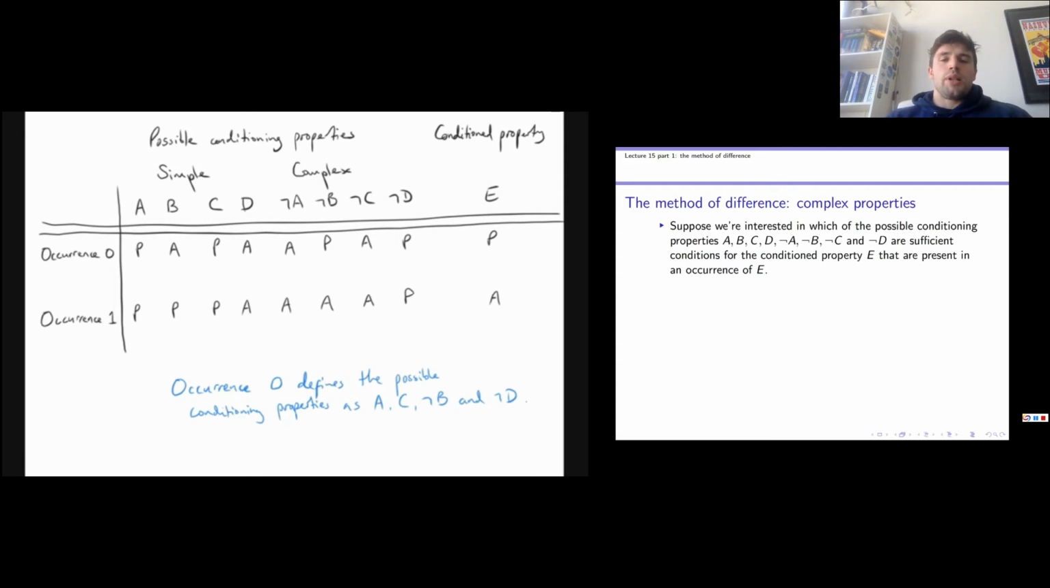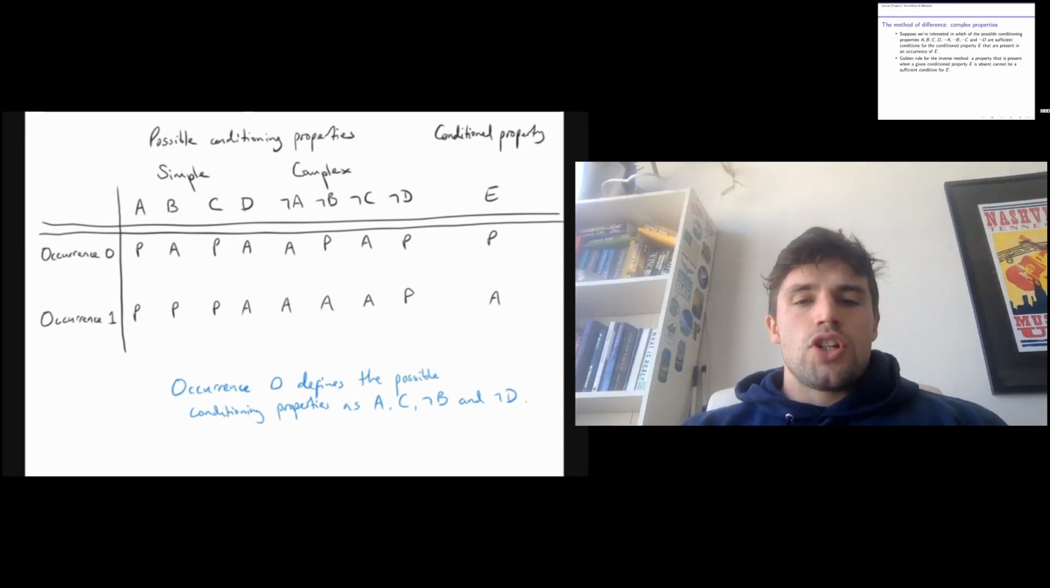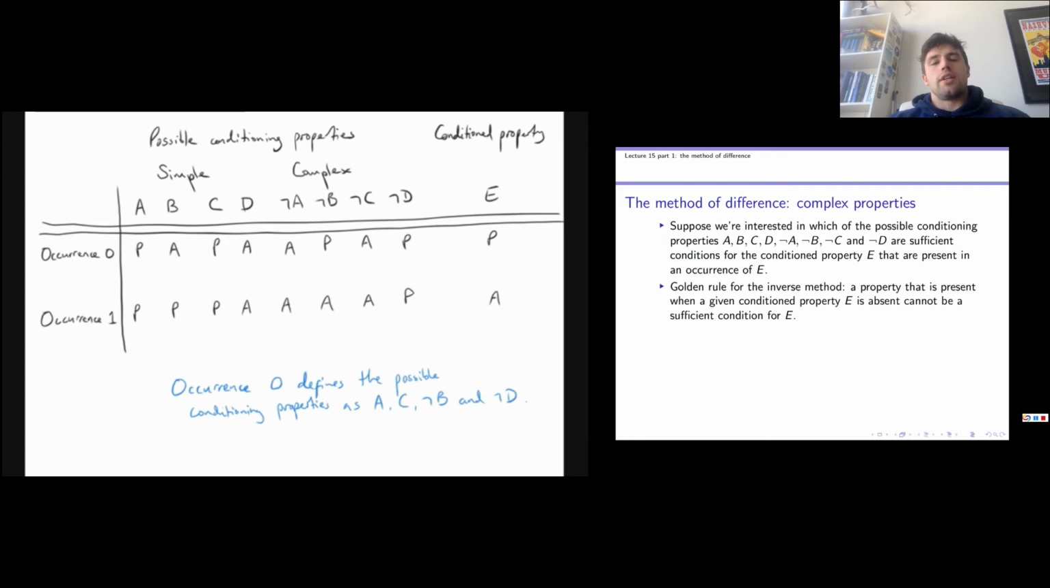Now finally, we want to apply step 2 of the method of difference, which is just to apply the inverse method to occurrence 1 to eliminate possible sufficient conditions. To do that, we apply the golden rule: a property that is present when a given conditioned property E is absent cannot be a sufficient condition for E. So here's another question. Looking at occurrence 1, A, B, C, and not D are ruled out as possible sufficient conditions because they're all present while E is absent.